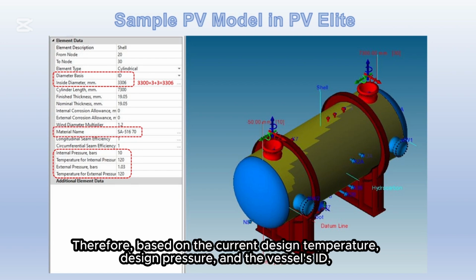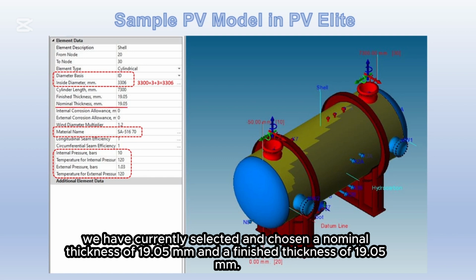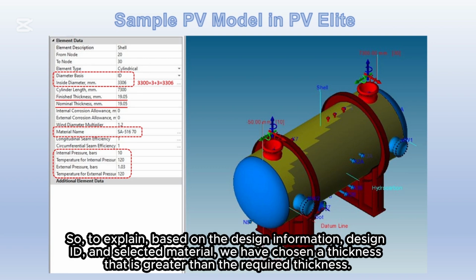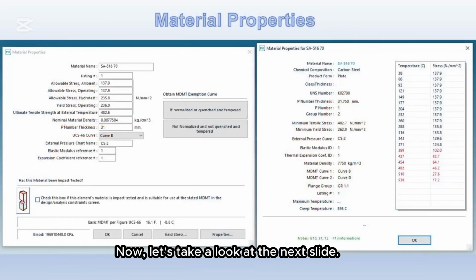Therefore, based on the current design temperature, design pressure, and the vessel's ID, we have currently selected a nominal thickness of 19.05 millimeters and a finished thickness of 19.05 millimeters. So, to explain, based on the design information, design ID, and selected material, we have chosen a thickness that is greater than the required thickness. Now, let's take a look at the next slide.